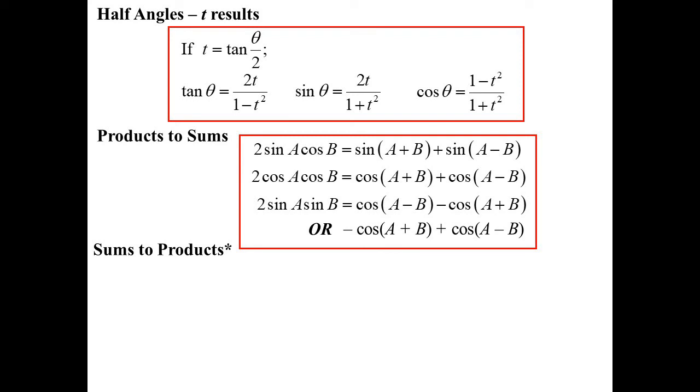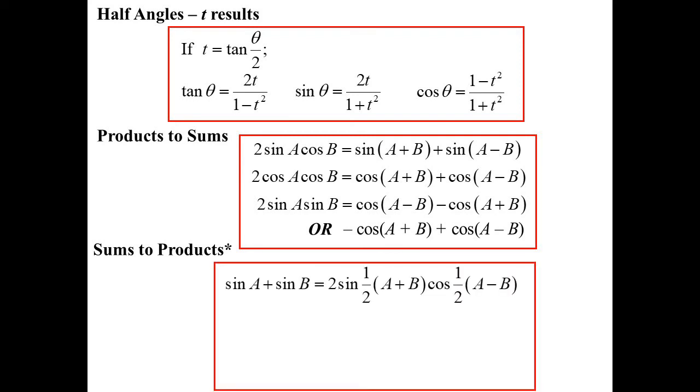These ones are not on the formula sheet, where we go the other way, the sums to products. So sine A plus sine B is 2 sine half sum cos half diff. Cos plus cos is 2 cos half sum cos half diff. So they both end with cos half diff, and it starts with whichever one we're looking at. So addition of the sine starts with the sine, addition of the cos starts with the cos.